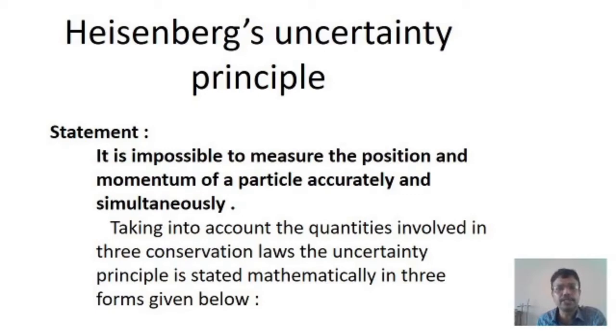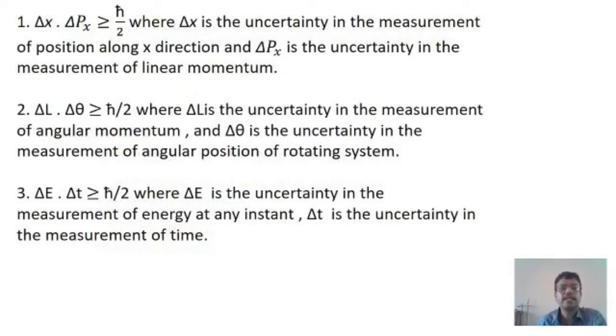Taking into consideration the three conservation laws, the uncertainty principle is stated mathematically like this. One is delta x . delta px is greater than or equal to h cut by 2, where delta x is the uncertainty in the measurement of position, delta px is the uncertainty in the measurement of momentum. According to the Heisenberg uncertainty principle, delta x . delta px is greater than or equal to h cut by 2.